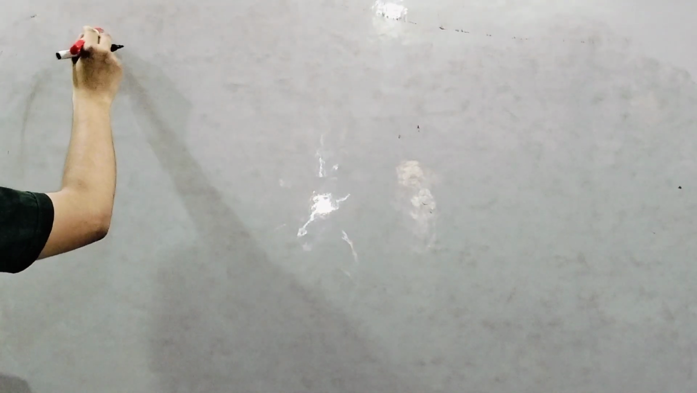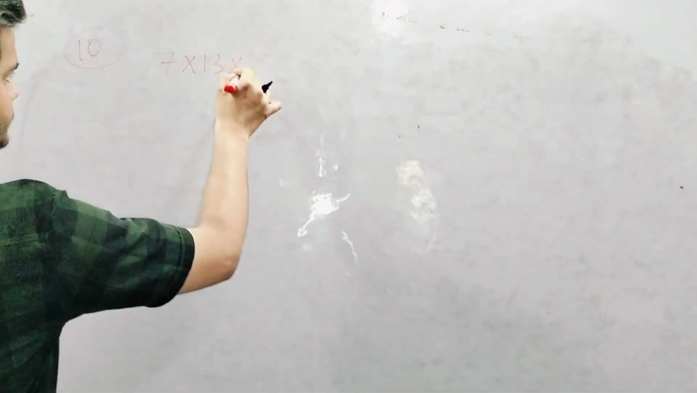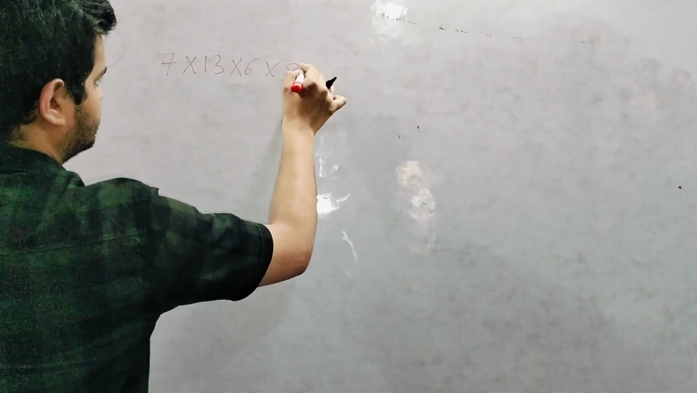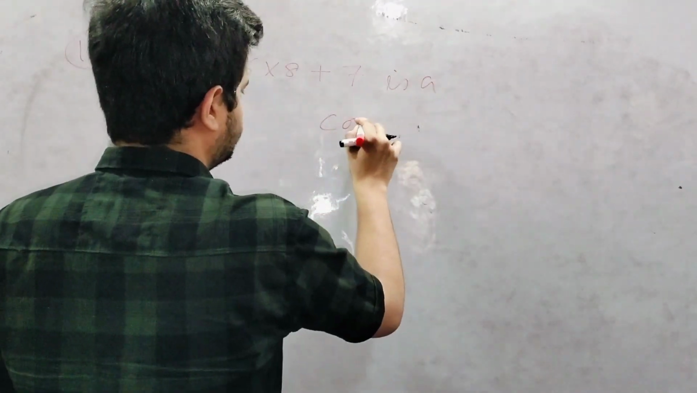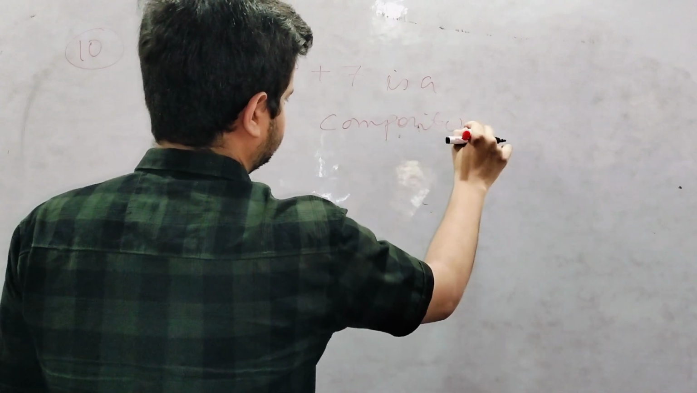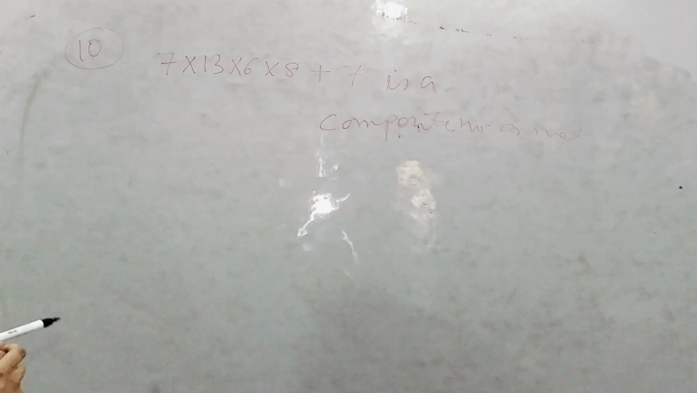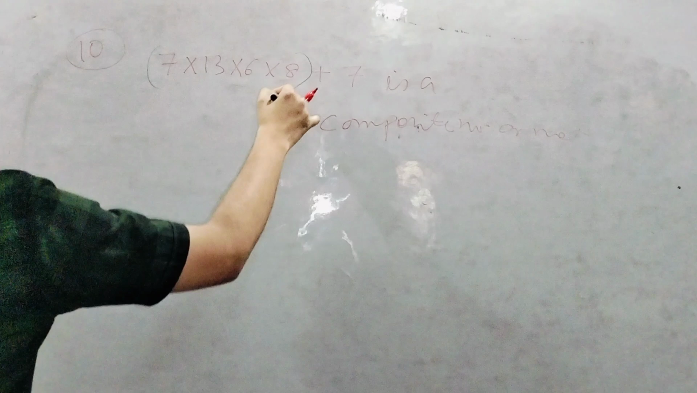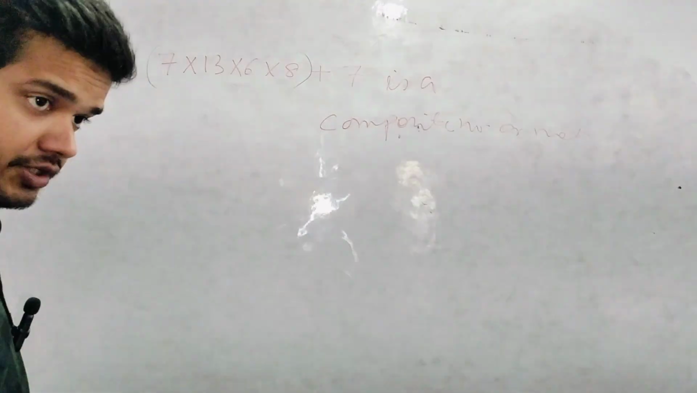Now question number 10 is: check whether 7 multiply 13 multiply 6 multiply 8 plus 7 is a composite number or not.